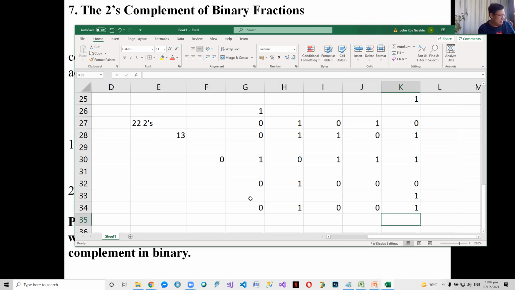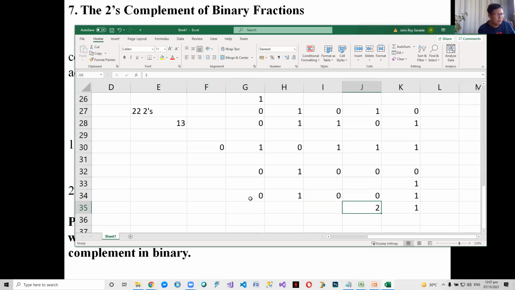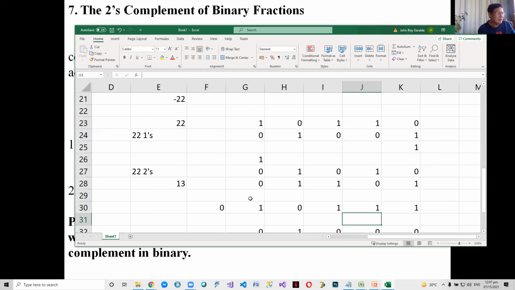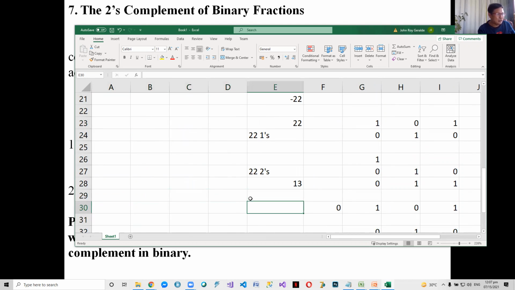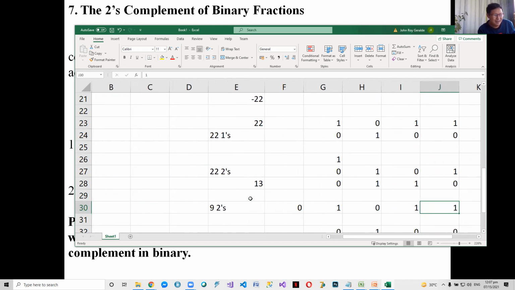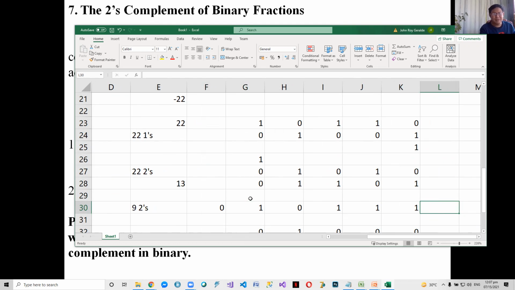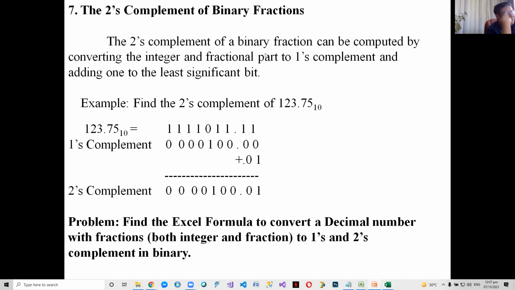So what is this? This is 1, 2, 4, 8. So this is a 9, right? So this value is actually, what is this value? This is 9 in 2's complement. Minus 9. Do you follow? Do you get my point? So you just have to be familiar with binary numbers, no? Including fractions. Kasi gagamitin natin ito sa floating point arithmetic.